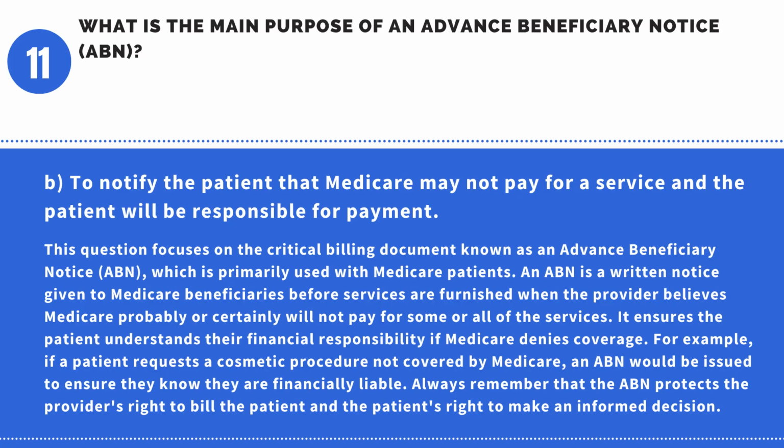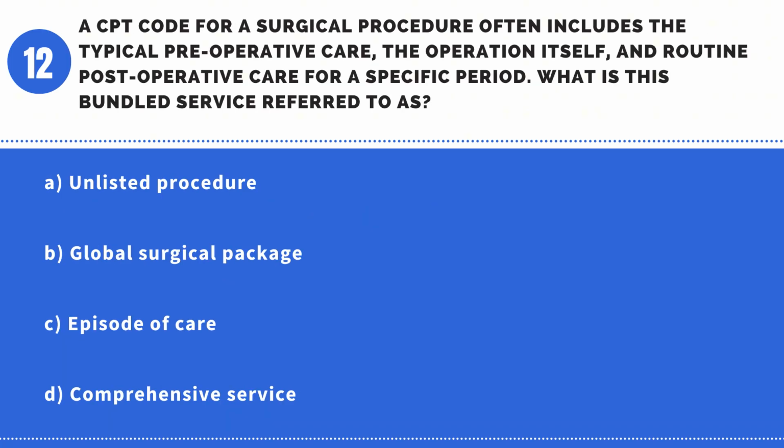Question 12. A CPT code for a surgical procedure often includes the typical preoperative care, the operation itself, and routine postoperative care for a specific period. What is this bundled service referred to as? A. Unlisted procedure. B. Global surgical package. C. Episode of care. D. Comprehensive service.